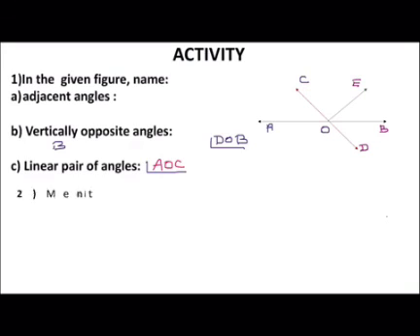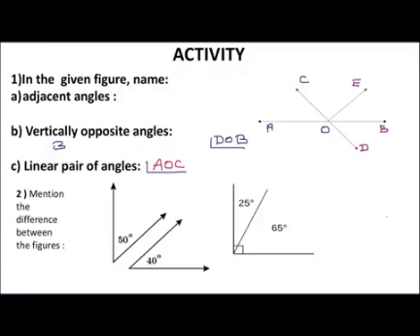And one more activity is, two figures are given to you. Check them. Try to identify what pair of angles they are. You have learned just now, complementary, supplementary, linear pair and vertically opposite. Try to identify which type of pairs of angles they are and just mention the difference between them.